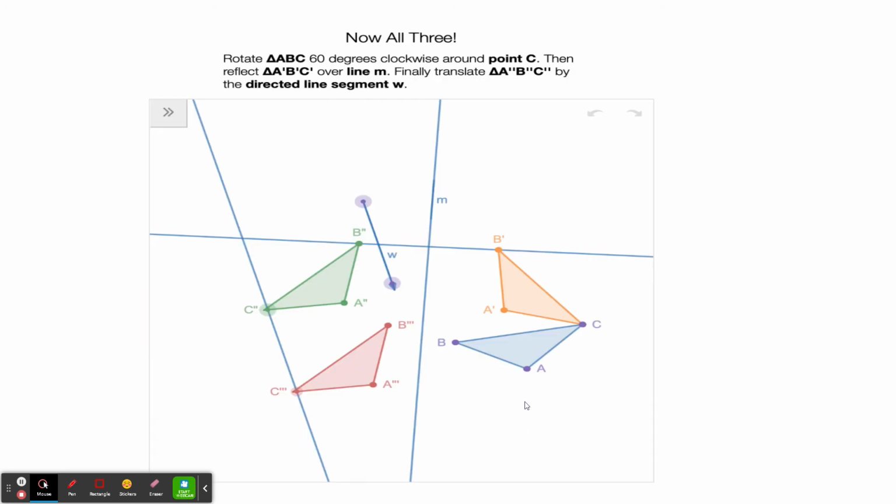Now all three. It's saying rotate ABC 60 degrees clockwise around point C. I'm not going to do the explanation on this one. I think you guys by this time should understand. We're going from the blue figure to the orange one, and then we go from the orange figure reflecting over to the green one, and then with the green one taking our directed line segment W takes us down to A triple prime, B triple prime, C triple prime.